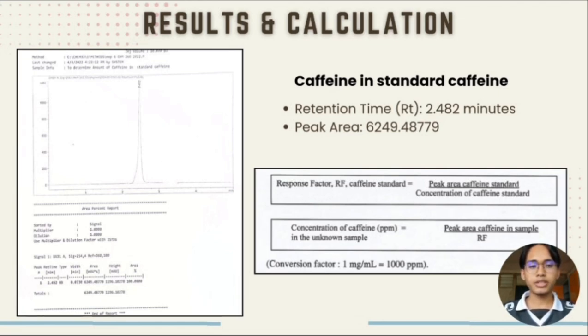And next, we can determine the concentration of caffeine in the sample by using the formula: concentration is equal to peak area of caffeine in the sample divided by the response factor. So through these calculations, we were able to analyze and quantify the caffeine content in the unknown sample effectively.